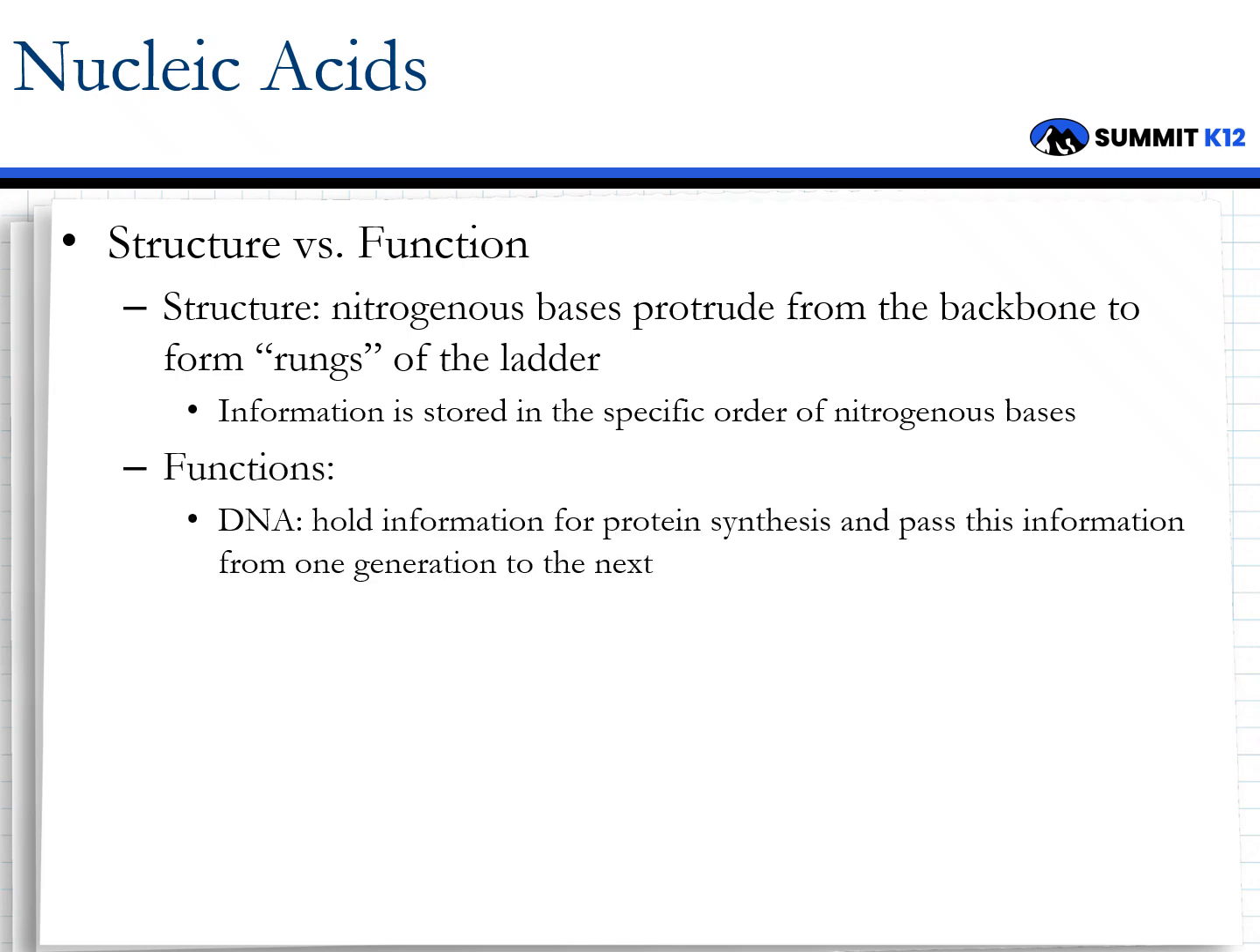Functions, the DNA holds information for protein synthesis and passes the information from one generation to another. So your mom and your dad each gave you part of your DNA, and when you have children, half of your DNA will be passed on to your child. And RNA takes the information from the DNA, it takes it out of the nucleus, and then goes and makes a protein.